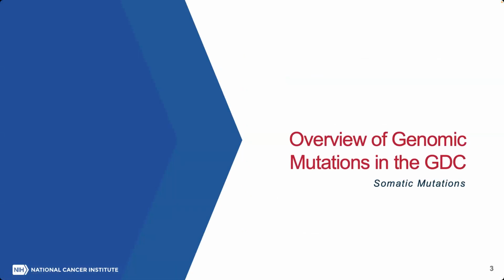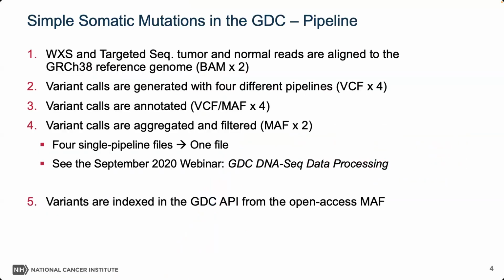So starting out with genomic mutations in the GDC, mostly we're talking about somatic mutations, and there's 2 types. The first type is simple somatic mutations. These include SNPs and indels. So here's the basic steps to how this is created. We have other webinars that go a lot deeper into this, which I'm going to mention in a bit, but the first step is that whole exome sequencing and targeted sequencing, tumor and normal reads, are aligned to the GRCh38 reference genome. These are 2 separate BAMs, and these are made available in the GDC data portal.